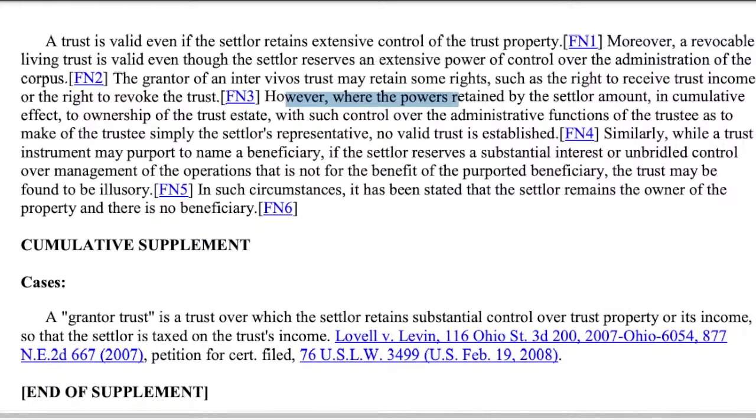However, where the powers retained by the settlor amount in cumulative effect to the ownership of the trust estate, with such control over the administrative functions of the trustee as to make of the trustee simply the settlor's representative, no valid trust is established. So you have to have some autonomy for the trustee. It can't be controlled by the settlor, or else they're considered just a representative and not a true trustee. Therefore, no valid trust is established.